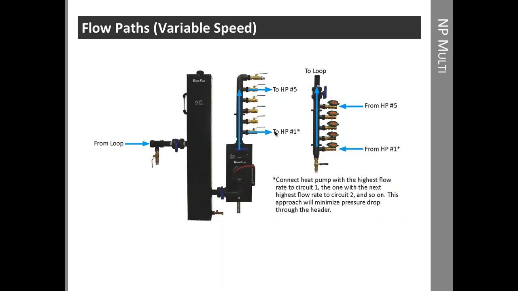We do like to see the largest heat pump, or the heat pump with the largest flow, on circuit 1, simply because if we were to divert the most flow through this first circuit, it reduces the pressure drop through these other circuits, through the header, in fact. So we want to have the largest heat pump here on circuit 1, and the next largest on circuit 2, and so forth. And these valves are shipped with the double O-ring connections, so they're all union connections, and they can be moved around on this header.